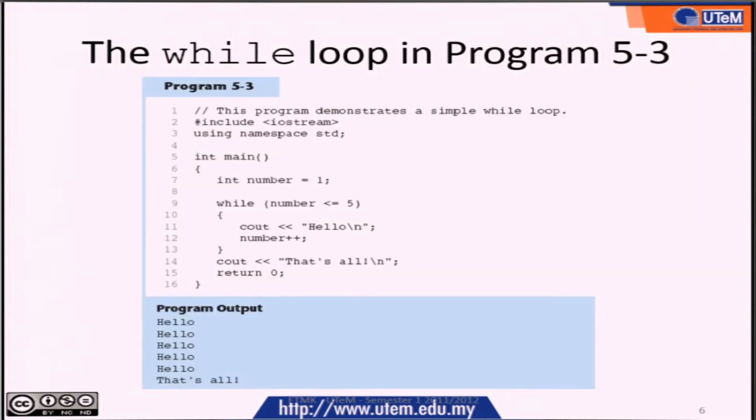To execute the while loop, the expression is checked by comparing with the integer 5, and the variable number is increased by 1, done by the statement number plus plus in line 12, every time the while loop is executed. After the while loop has been executed 5 times and number becomes 6, the expression is no longer true and the program exits the while loop and executes the statement after that, which is the statement to be printed out. That's all.